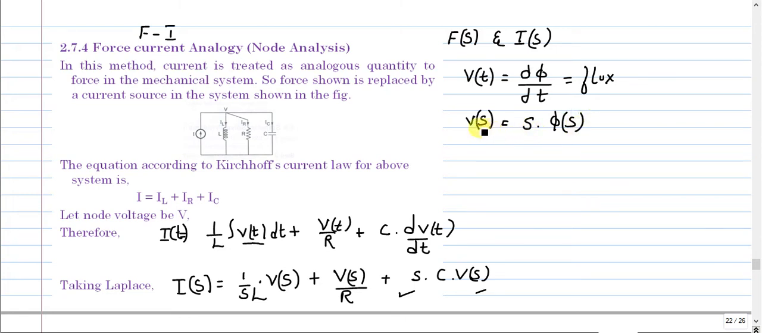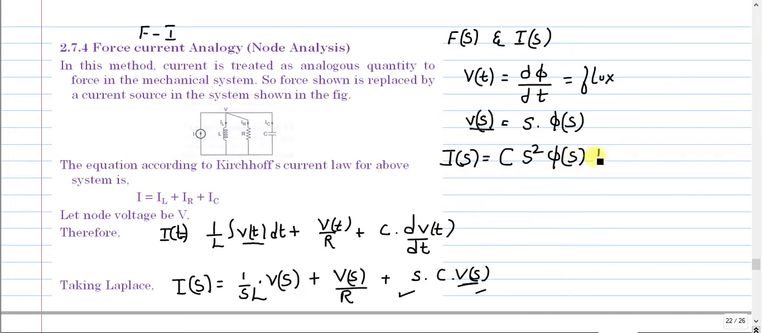So now what we will do, we will represent v of s. Instead of v of s, we will represent this v of s as s into pi of s. So finally your equation will be, I will write I of s, that is equal to, I will write in order, c into s square, capacitor. So if you represent v of s as s into pi of s, then c into s square, pi of s, the first equation.